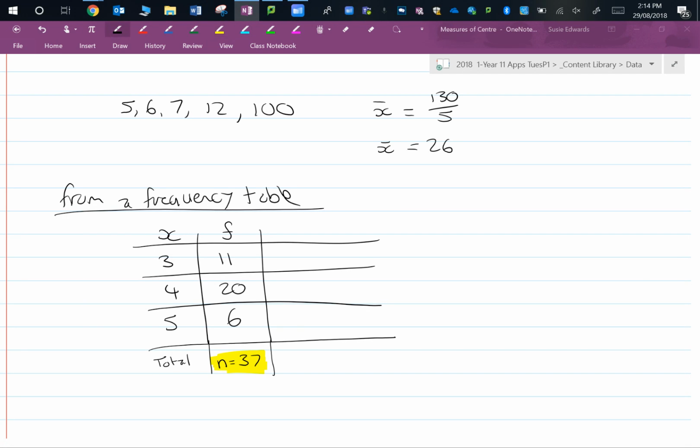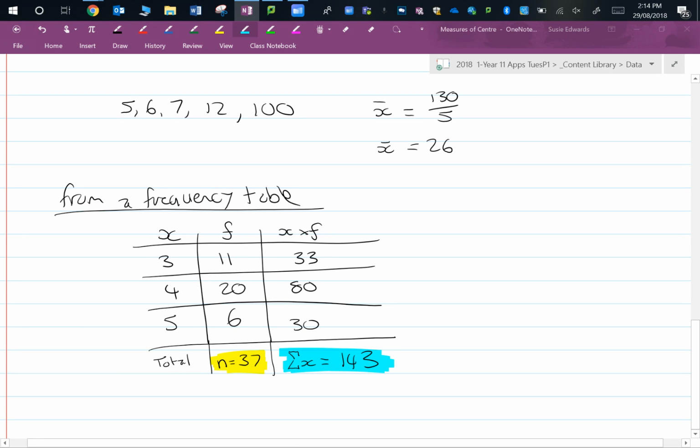All right, so if we then look at how do we find the sum of the scores? How do we add all the scores together? So I've got to add 11 3s, 20 4s, and 6 5s together. What do I have to do to do that? If I do the X column times the F column, I'm going to find the sum of each of the rows and then add them together. So I'm going to go 33, 80, and 30. And so the sum of the scores equals 143. Everyone see that?